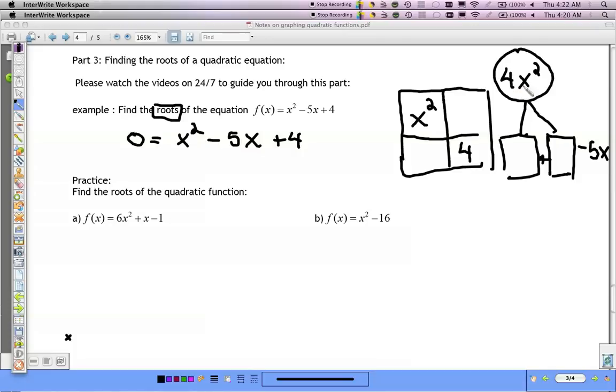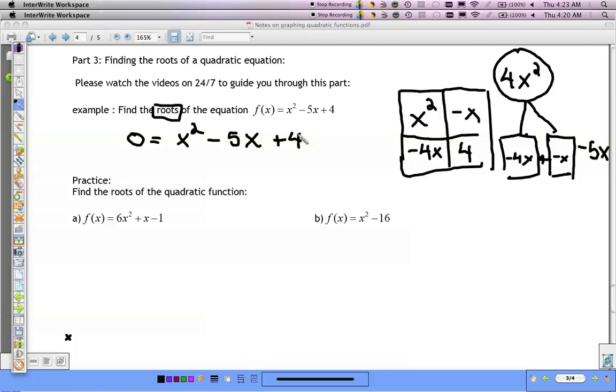Now, since 4x squared is positive, I know that both of these are going to have to be the same. They're going to have the same sign. And since negative 5x is negative, I know they're both going to have to be negative. So that one's actually pretty easy. It's negative 4x and negative x, or negative 1x. So I'll fill in those boxes. Negative x, negative 4x.